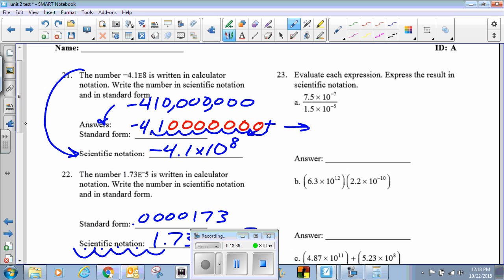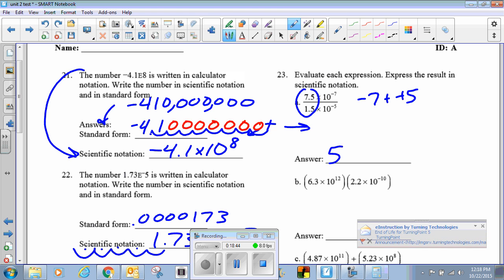How about over here? What happens when I divide things in scientific notation? Divide the numbers. What do I do to the exponents? Subtract. Minus the negative is plus the positive. 5 times 10 to the negative 2. Done. Scientific notation.